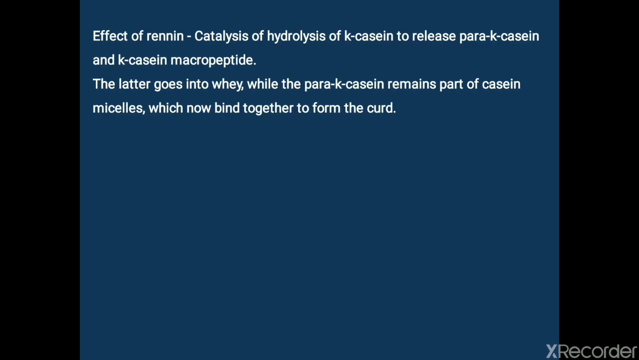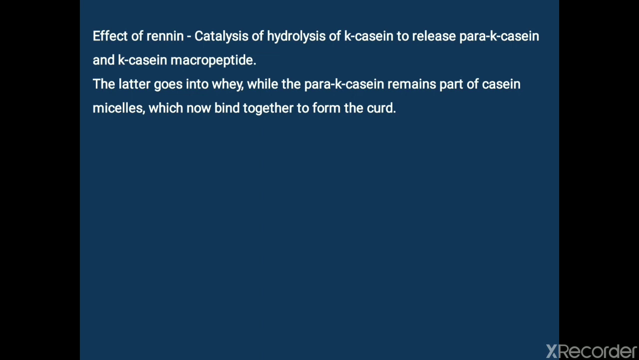The effect of rennin. Rennin is responsible for catalysis of hydrolysis of kappa casein to release para kappa casein and kappa casein macropeptide. Casein consists of three units: alpha casein, beta casein, and kappa casein. It is a hydrophobic protein, and kappa casein is responsible for keeping the micelle of whole casein molecule soluble in the aqueous milk. So kappa casein is responsible for maintaining the solubility of micelle in milk solution.